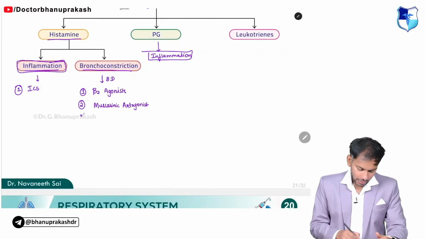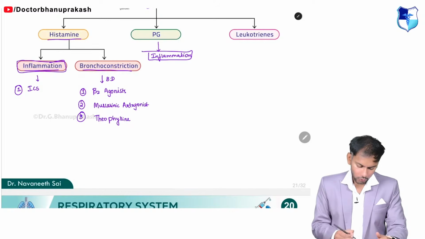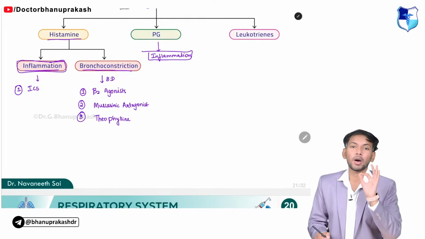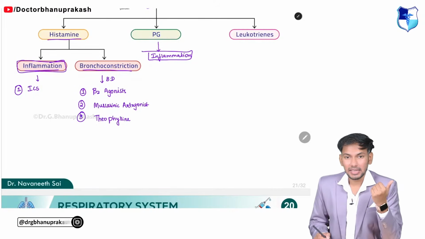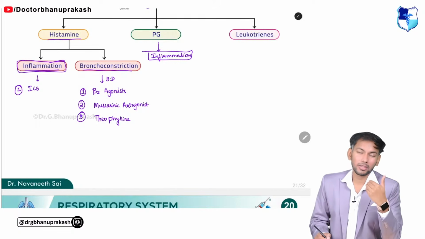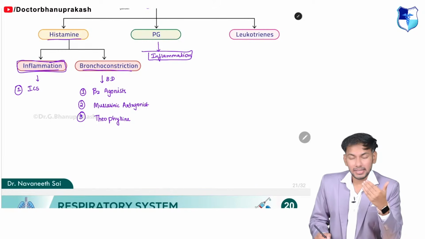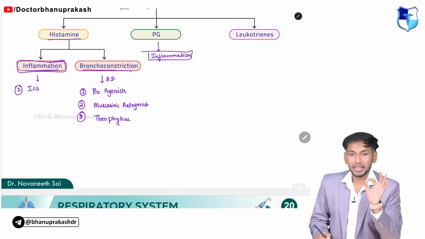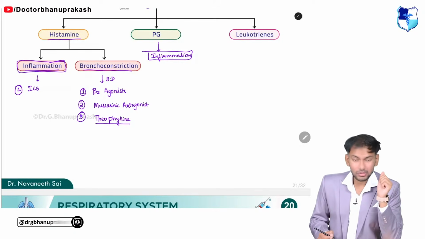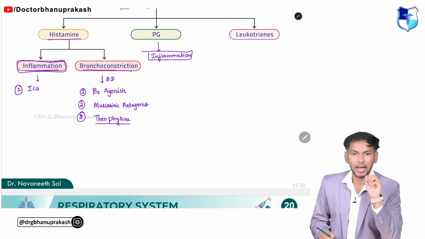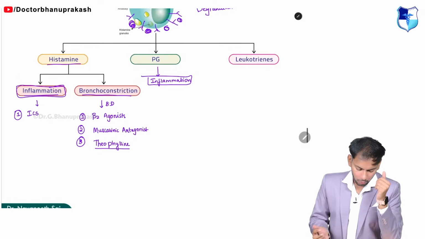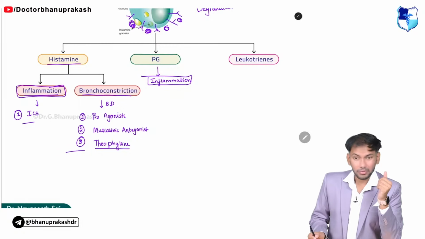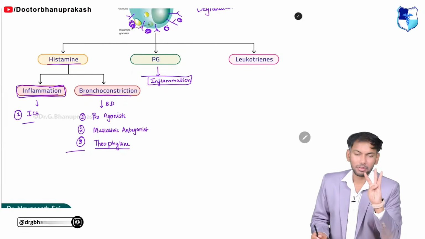Now, we also have one more drug that is known as theophylline. If you remember, I told you a point about theophylline in the general pharma. Erythromycin is an enzyme inhibitor. When you give erythromycin along with theophylline, it will cause theophylline toxicity. This is what I asked you to remember. Yes. Now, so these are the 4 classes of drug. We are finished with the 4 classes of drug, for inflammation and for bronchoconstriction.